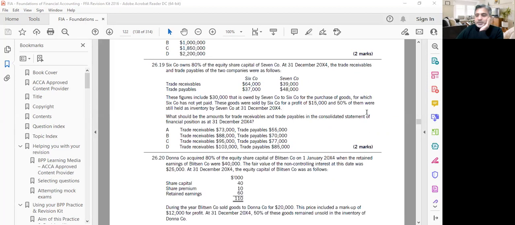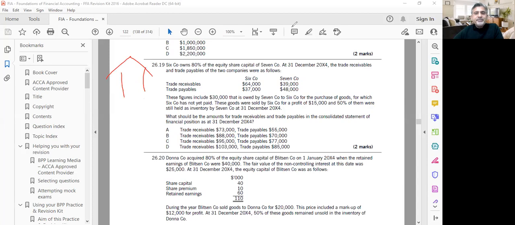This is one more question for calculation, and which is also related to SOFP. So in SOFP, you have your receivables and you have your payables. If you remember from previous session, we said that intragroup elements are eliminated. So intragroup elements, intragroup transactions, you have to eliminate.